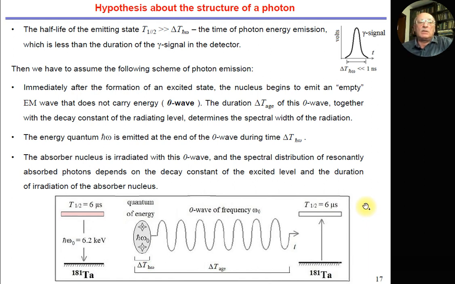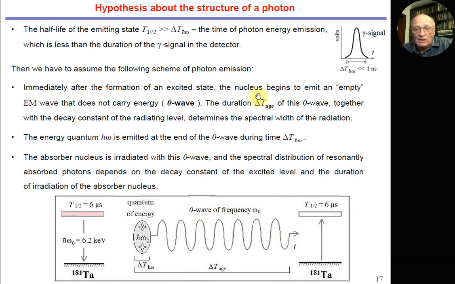Especially if we take into account that the half-life of the emitting state significantly exceeds the time of photon energy emission, which is less than the duration of the gamma signal in the detector. Then we have to assume the following scheme of photon emission, which I will explain using an example of the Vladimir experiment. Immediately after the formation of an excited state, the nucleus begins to emit an empty electromagnetic wave that does not carry energy, abbreviated as zero wave.